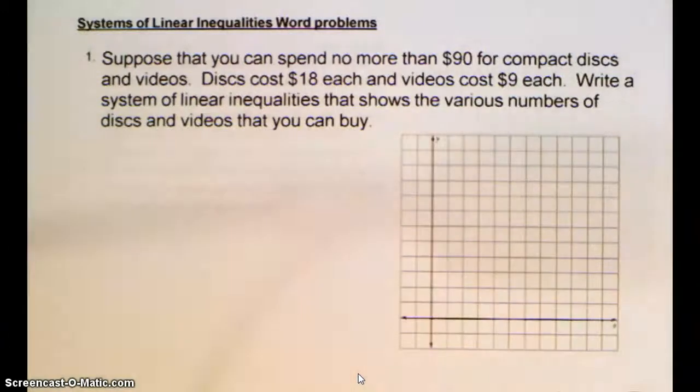Okay, today we're going to learn how to create a graph from a systems of linear inequalities in a real life application or word problem. Okay, so let's look at number one.